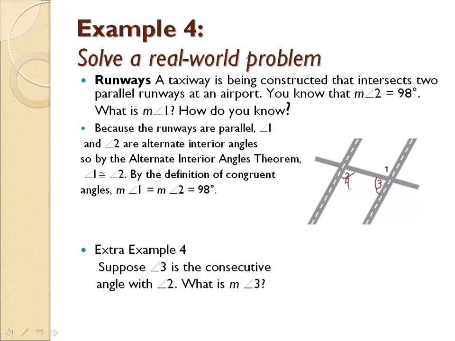So this is 98 degrees. So I can say 98 degrees plus the measure of angle 3 must equal 180 degrees. So if you just subtract 98 degrees from both, the measure of angle 3 must equal 82 degrees.